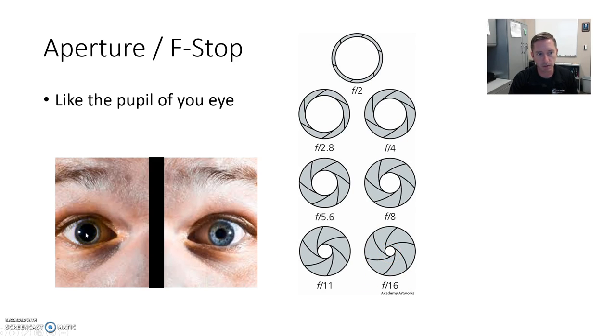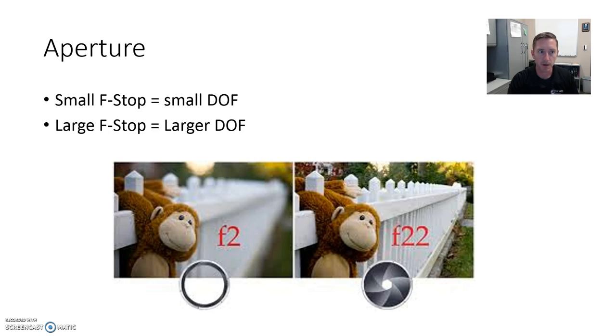Here we can see a guy with his eyes open, and the pupil constricting down. Same guy. All right, so looking at this, what we end up with is that when you have a small f-stop, you have a small depth of field.